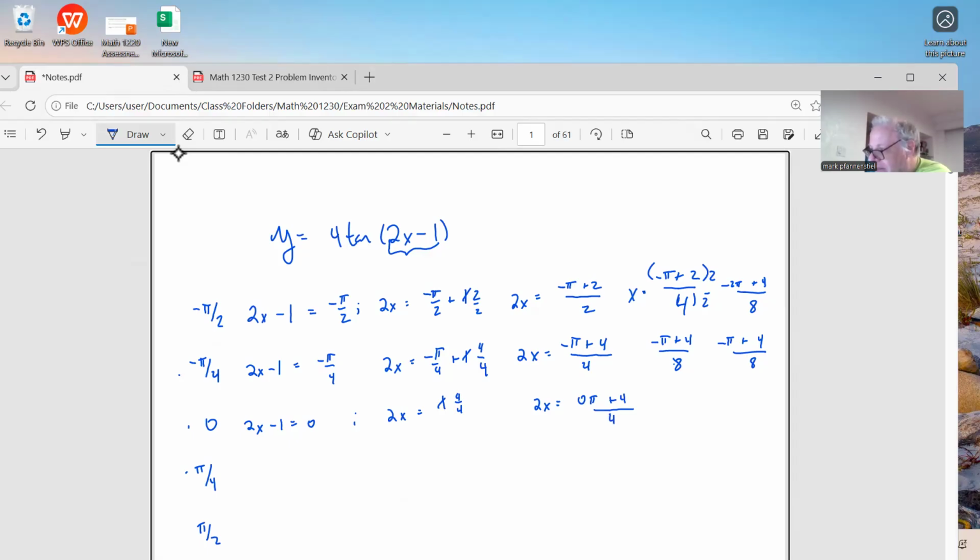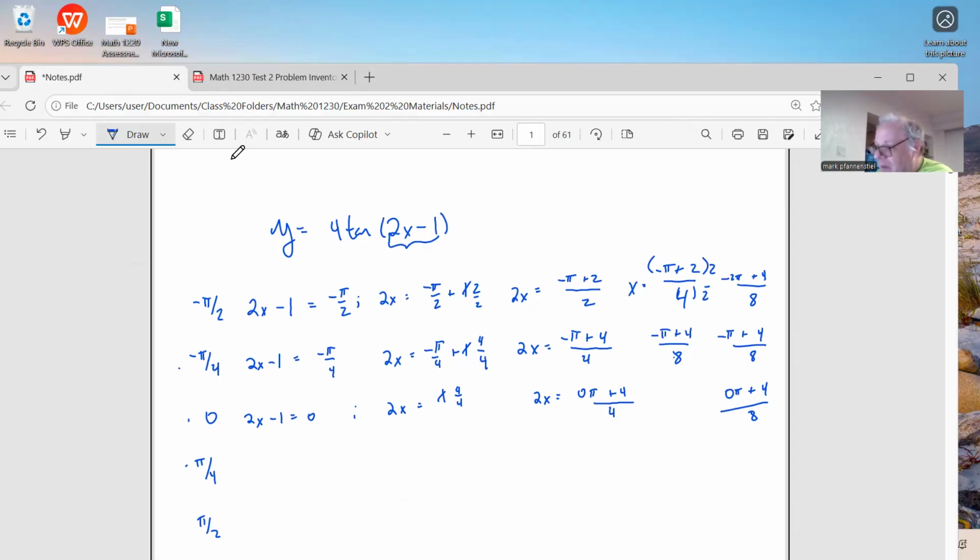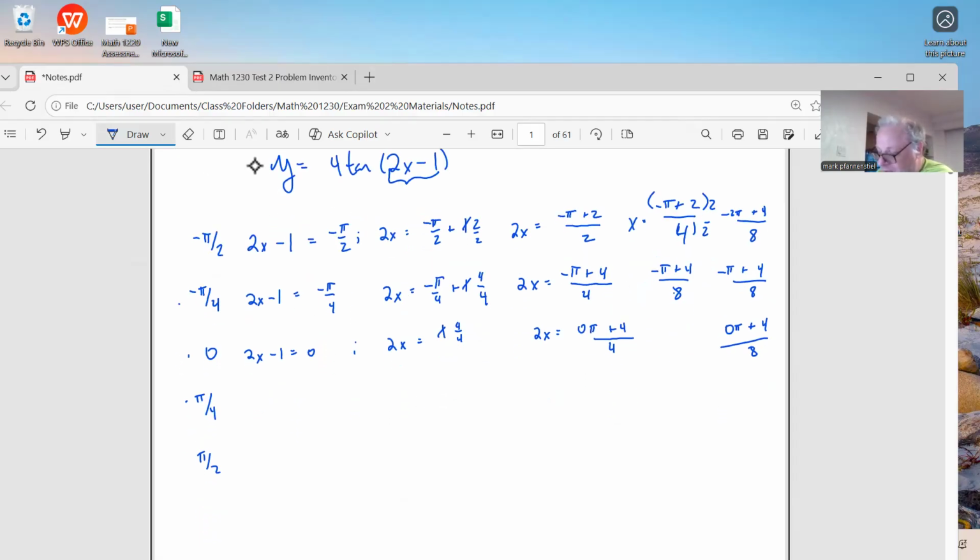And then we're going to divide by 2, and we could say that x is equal to 0 pi plus 4 all over 8, because I divided by 2 here. Now you can start to see a pattern, right? We have negative 2 pi plus 4 all over 8, negative pi plus 4 all over 8, 0 pi plus 4 all over 8. I'm going to guess the next one is going to be 1 pi plus 4 all over 8, and the next after that is going to be 2 pi plus 4 all over 8. So that's my little guess, but I'm going to solve the rest of these.